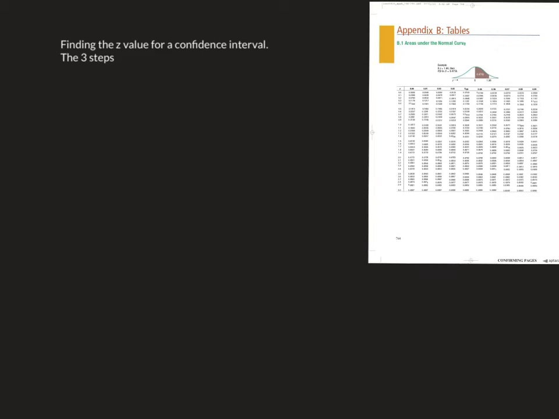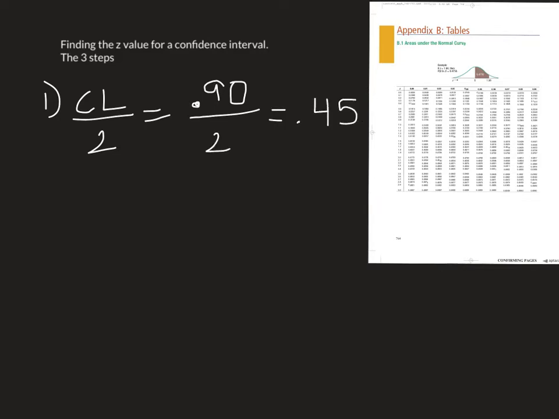Okay, this lecture is on finding the z-value for our confidence interval, and it involves 3 steps. So step one, we start off with our confidence level, and we divide it by 2. We want to take the confidence level in the form of a decimal. Specifically, if we're looking at 90%, we want to use it in the format of 0.9. So we divide that by 2 and we get 0.45. Okay, so the 0.45 is telling us that this encompasses 45% of the one side of the distribution.